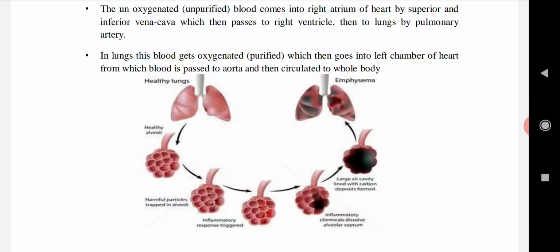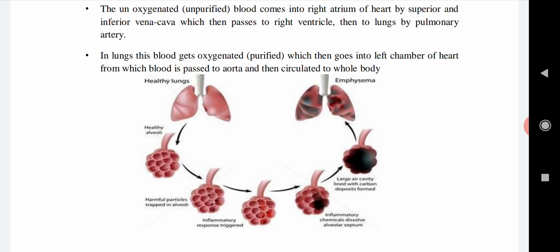Here is the figure showing healthy lungs, then healthy alveoli. Then some harmful particles are trapped in the alveoli. Then the alveoli become inflamed. Inflammatory chemicals dissolve the alveolar septum. Then a large air cavity lined with carbon deposits is formed. In the last figure, the lungs are in impure form, that is, heavily damaged.